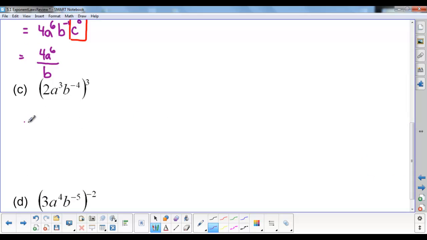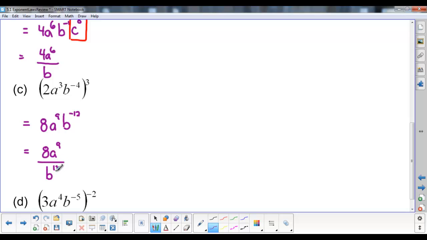Okay, for part C, very similar to what we did in the first question, each one of these bases will be raised to the power of 3. So 2 to the power of 3 is 8. A to the power of 3, so power to a power, we multiply. And then same for variable b. Negative 4 to the power of 3 ends up being negative 12. So our final answer here would be a to the power of 9. And then because the b has a negative exponent, we'll flip that into the denominator and then make it a positive exponent.